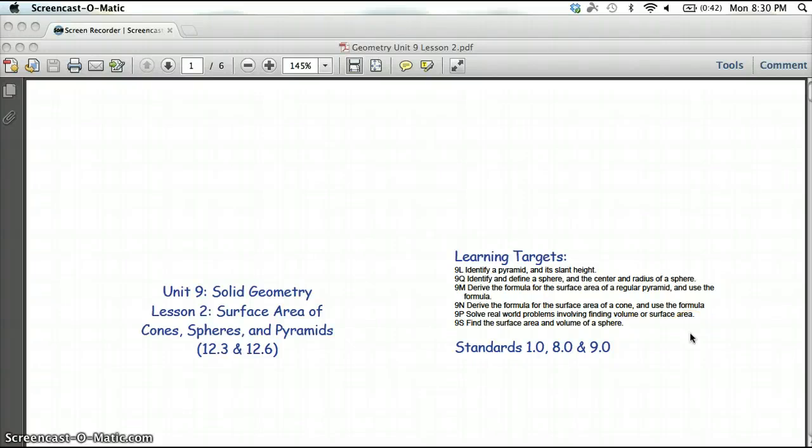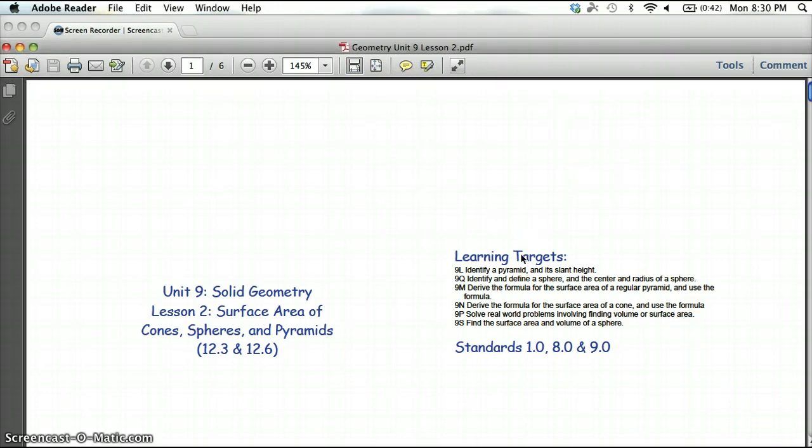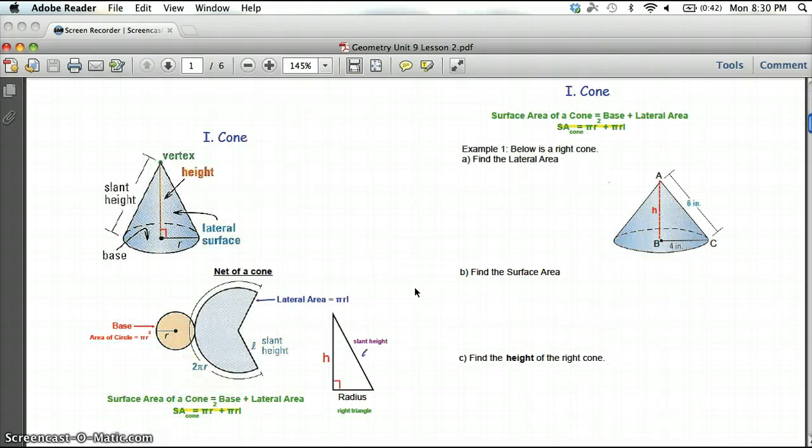Unit 9, Lesson 2 is going to be on the surface area of cones, spheres, and pyramids. So previously, we did the surface area of prisms and cylinders. So the last three that we're going to look at are cones, spheres, and pyramids. So let's go ahead and go down.